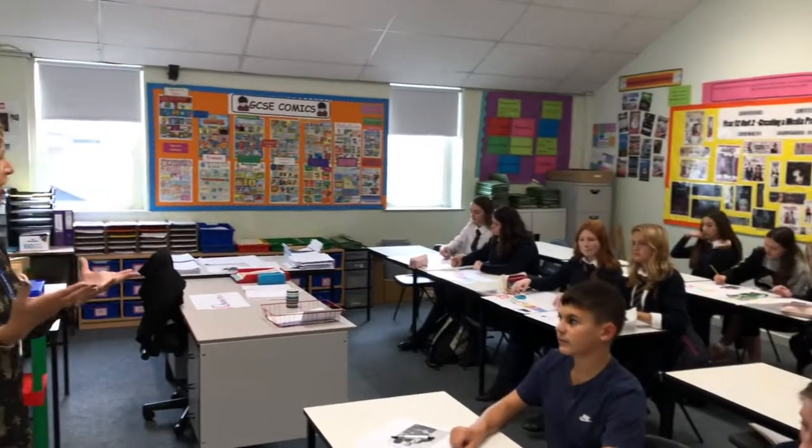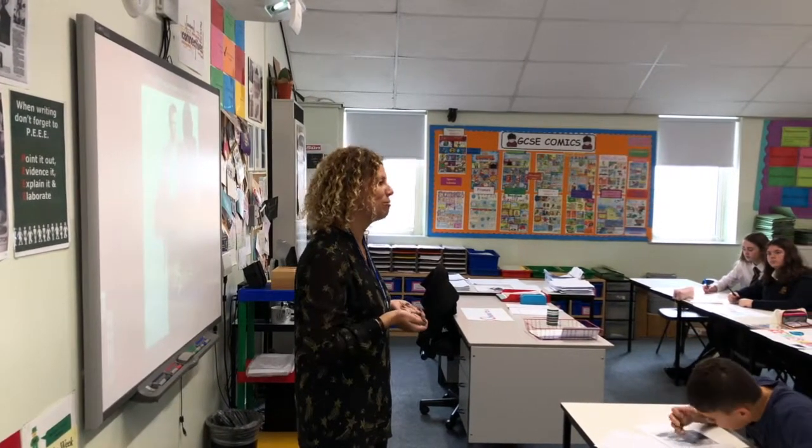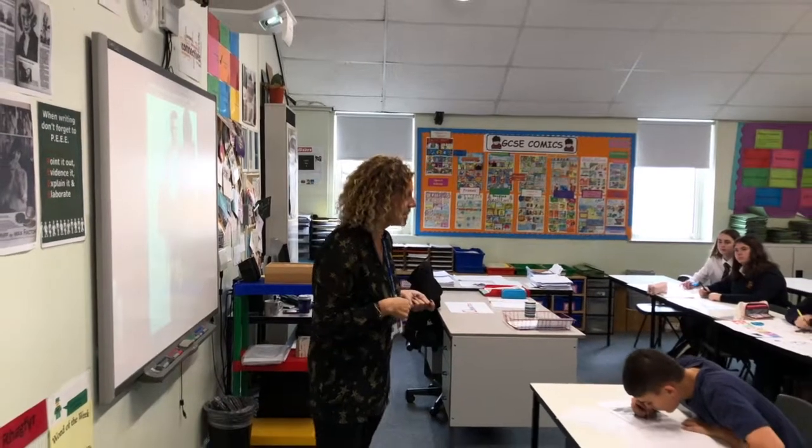Now, I'd like you to carry on analysing the representation of James Bond on the film poster that I've given you. Use the visual codes that I taught you and think about whether or not that is a stereotypical representation. And I'll be back in a second.